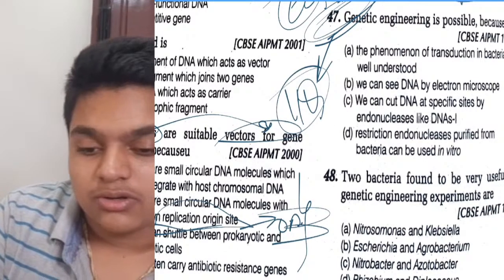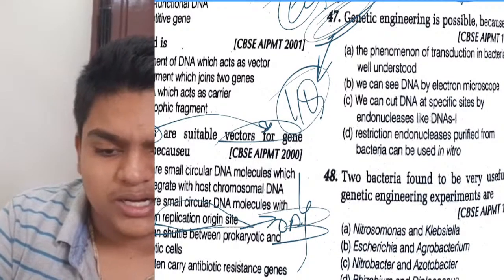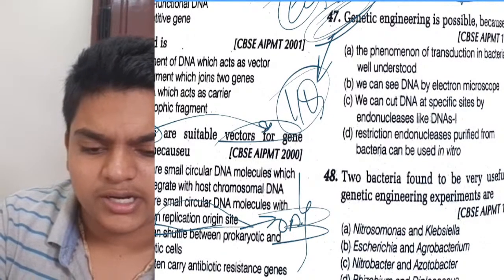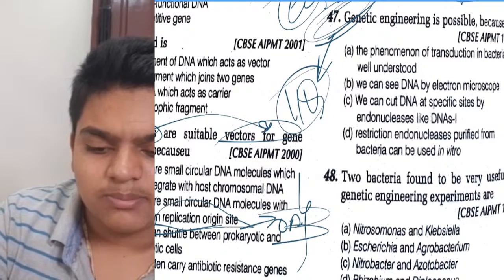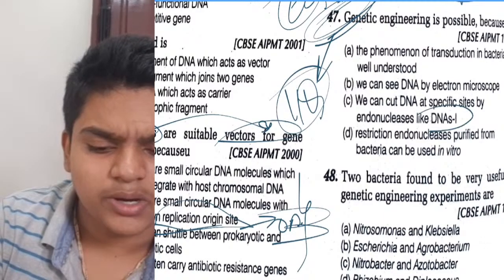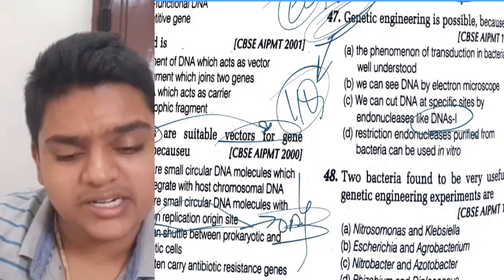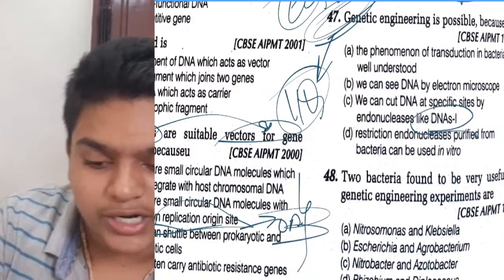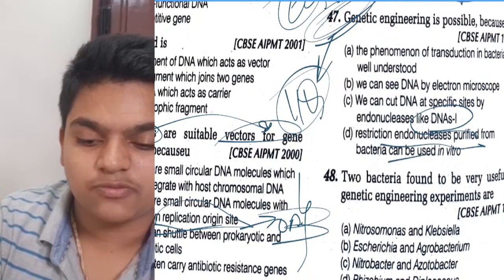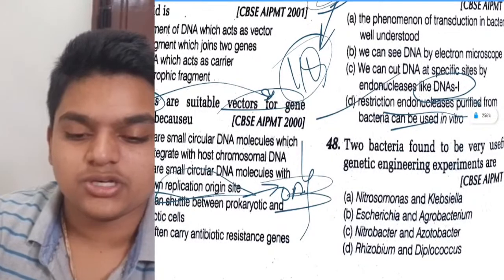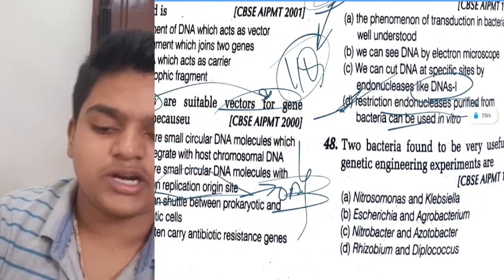Now, we can see the DNA by electron microscope. No, we can cut the DNA at specific sites by endonucleases like DNase 1. DNase 1 digests the DNA itself, then how can you cut it? Restriction endonuclease purified from bacteria can be used in vitro. This is your correct answer.